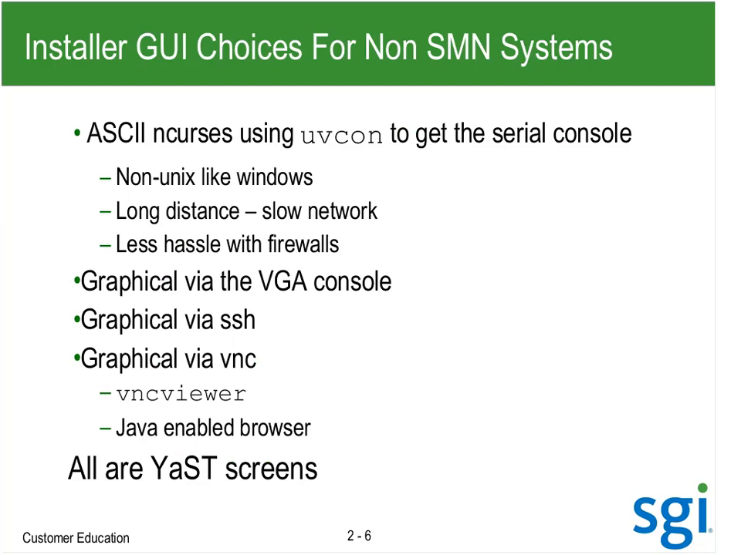Then your installer choices. Primarily, I am going to do an ASCII Ncurses version with UVCon to get the serial console. I do it this way as my lowest level of installation. Yes, I could get a graphical through SSH, but you don't always have that ability. I might not have X11 on my workstation, for example. I could also install through VNC. I could even use a Java-enabled browser. But in this class, my intent is survival skills, and survival skills to me means installing through the ASCII interface.